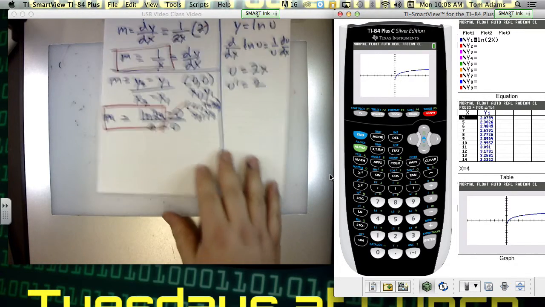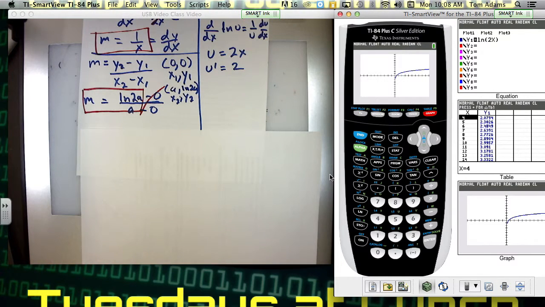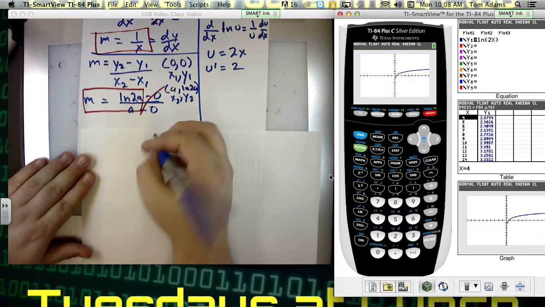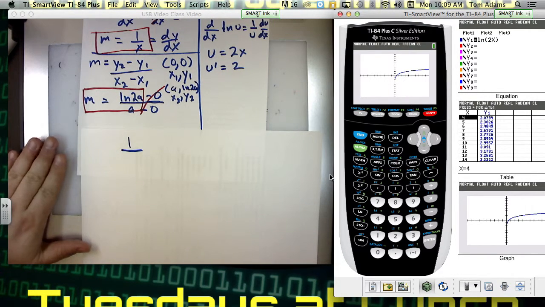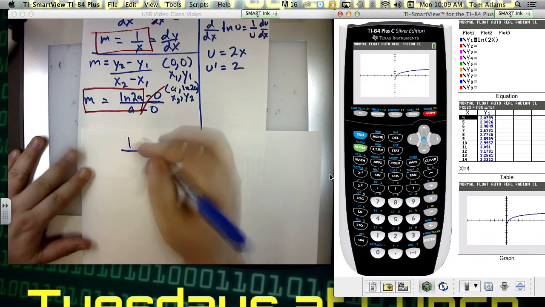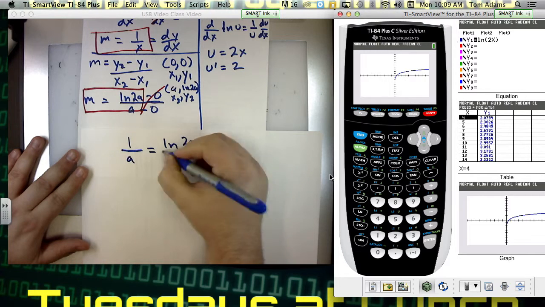You guys with me so far? Does that make sense? Couldn't I say they should equal the same thing? So I'm going to say 1 over x, but what is my arbitrary value that I'm going to plug in for x? A. Should equal the natural log of 2a all over a.